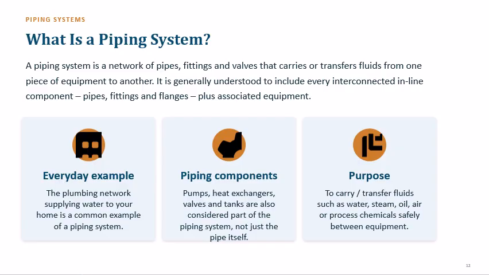The everyday example is the piping network supplying water to your home. In terms of piping components, pumps, heat exchangers, valves and tanks are also considered part of the piping system, and not just the pipe itself. The purpose of the piping system is to carry or transfer fluids such as water, steam, oil, air or other process chemicals safely between equipment. So this is the basic understanding of the piping system.